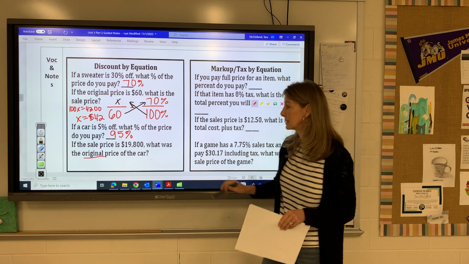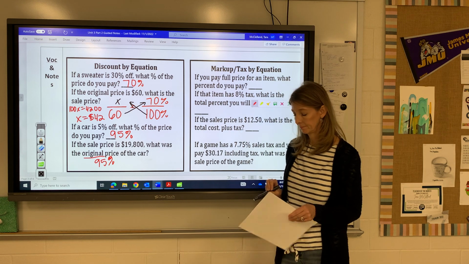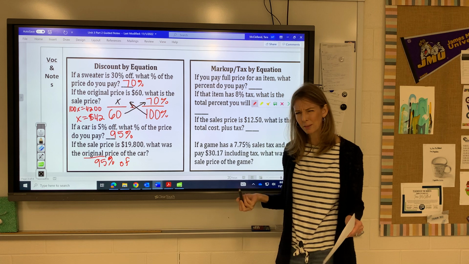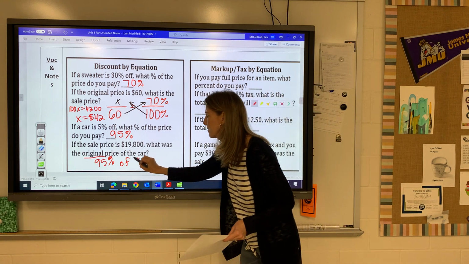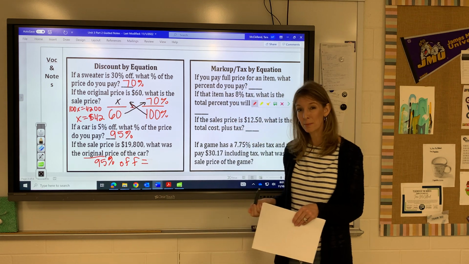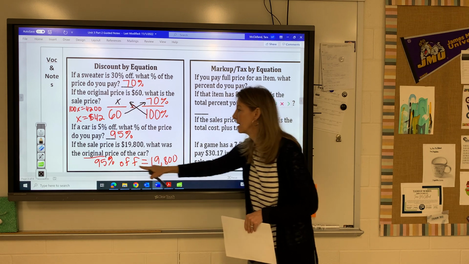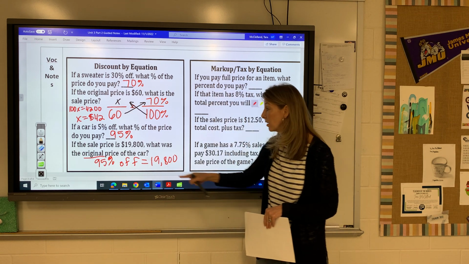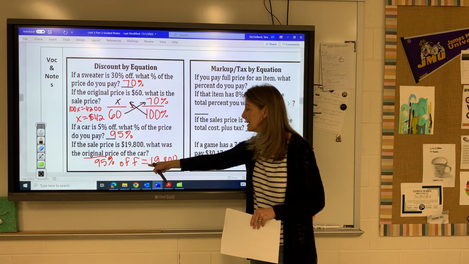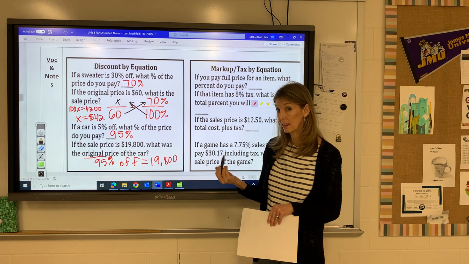Okay? So we would say 95% of, and if you want to use a different variable here, maybe you want to say 95% of the full cost is, well, how much did you pay? You paid $19,800. So again, 95% of, you could use x here if you want, but I put F for the full cost, is $19,800. So again, I'm going to write that in the equation.